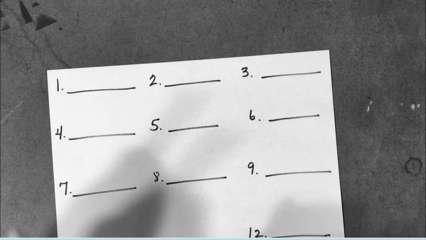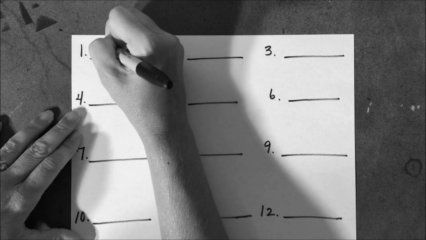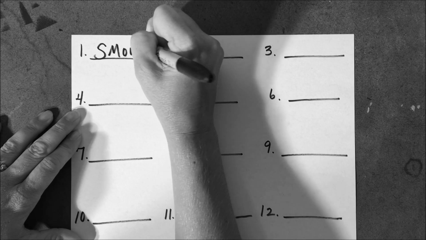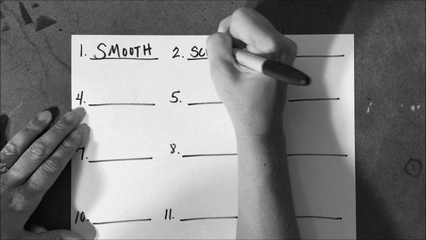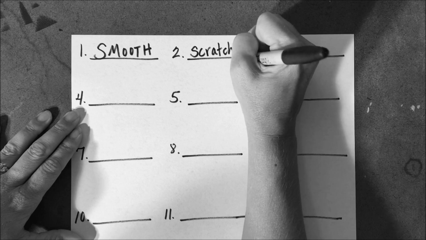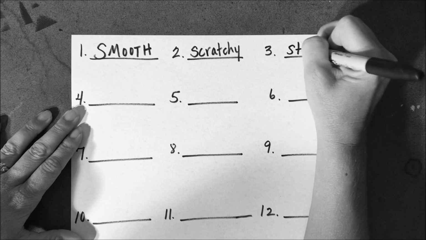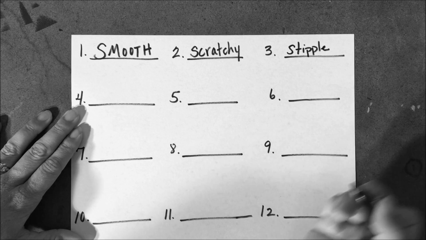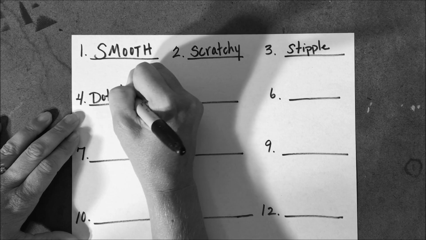Now, one last thing before we finish this video, you have one more section for listing. It says list the 12 techniques to be covered in video 2. So looking at your learning guide, the 12 techniques that we'll be going over in the next video. Number 1 is smooth. Number 2, scratchy. These names are not very technical, are they? Number 3 will be stipple. That's a little more sophisticated. Number 4 is dots and dashes.